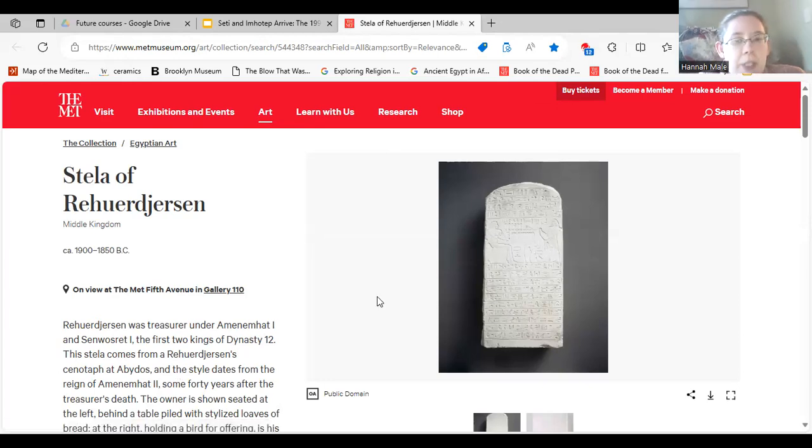So in this case, the main person that the stele is honoring is deceased. So it is this person that's in front of the table of offerings, because it was found in his cenotaph at Abydos, which is kind of a pilgrimage niche.